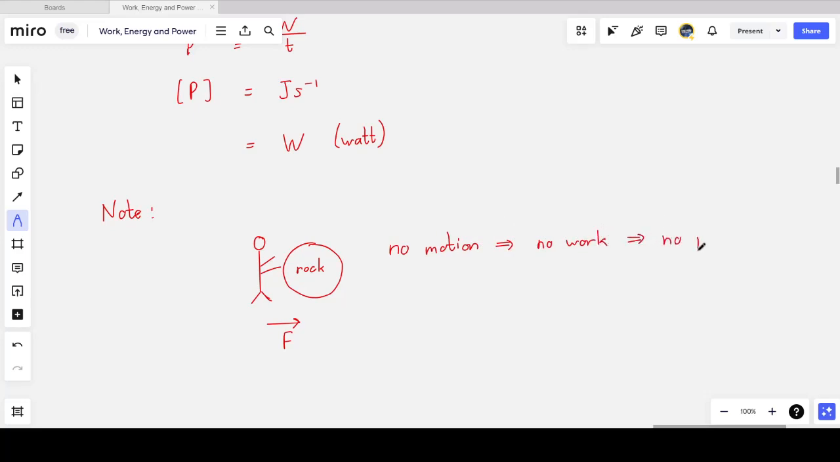So there must be no power, because power is the rate at which work is done, but since no work is done, there's no power. But you're sweating and huffing and puffing, and you want to get paid for a hard day's work, but you haven't actually moved anything and you haven't physically done any work.